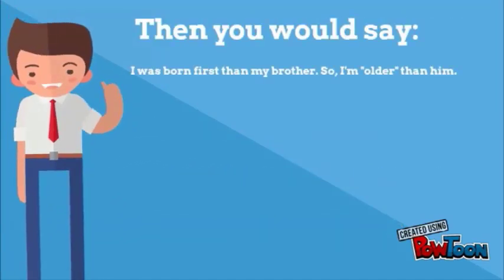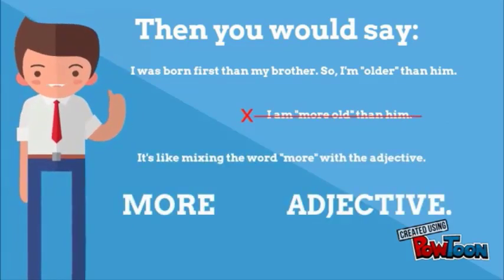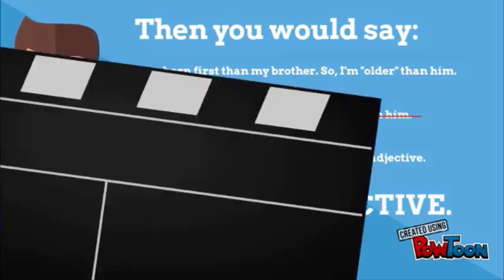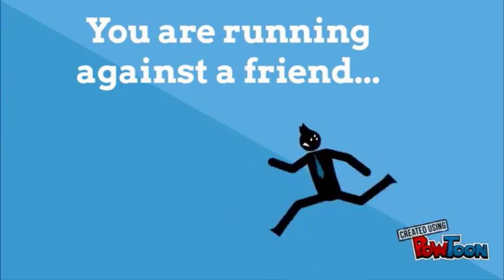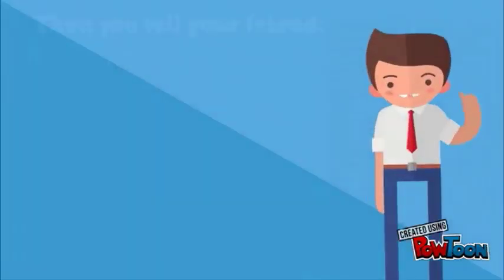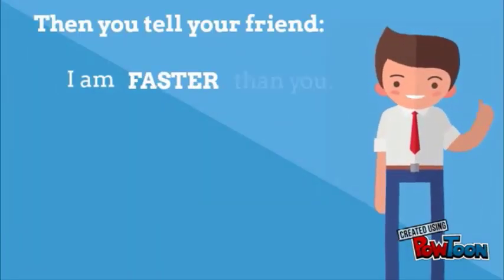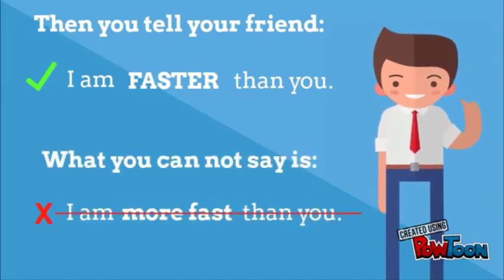Then you would say something like, I was born first than my brother, so I am older than him. What you cannot say is, I am more old than him. This is not correct. It's like mixing the word more with the adjective. Let's make an example. Guess you're running against a friend, only the two of you. And then you win. So what would you say to your friend? Then you told your friend, I am faster than you, which is correct. What you cannot say is, I am more fast than you. This is not right. Well, moving on.